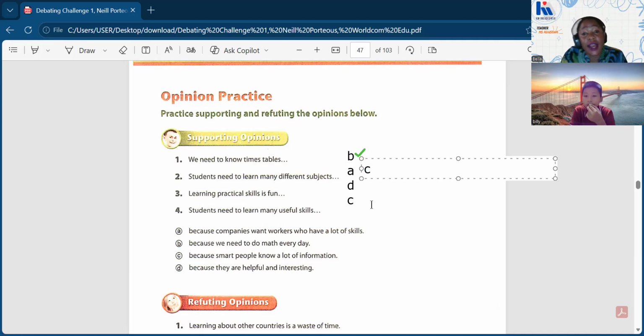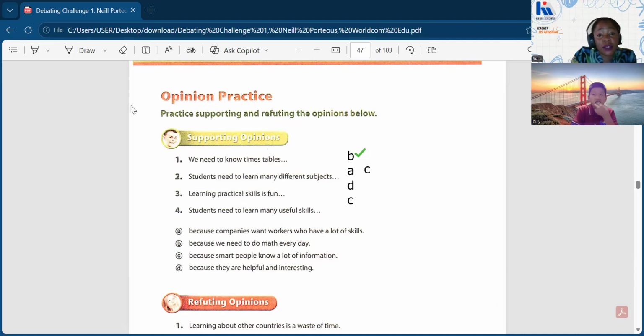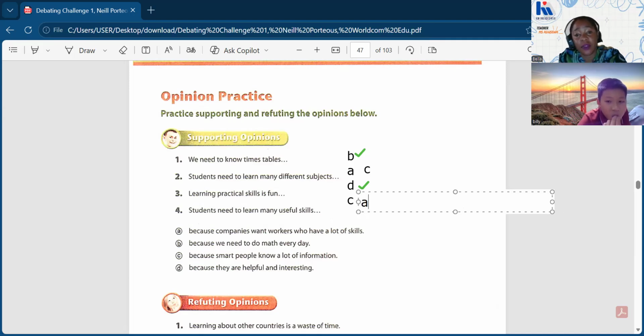And number 3, learning practical skills is fun. And you chose D because they are helpful and interesting. That is correct. And number 4, students need to learn many useful skills. And you chose C, which is not correct. The answer is A, because companies want workers who have a lot of skills. So the answer is A.